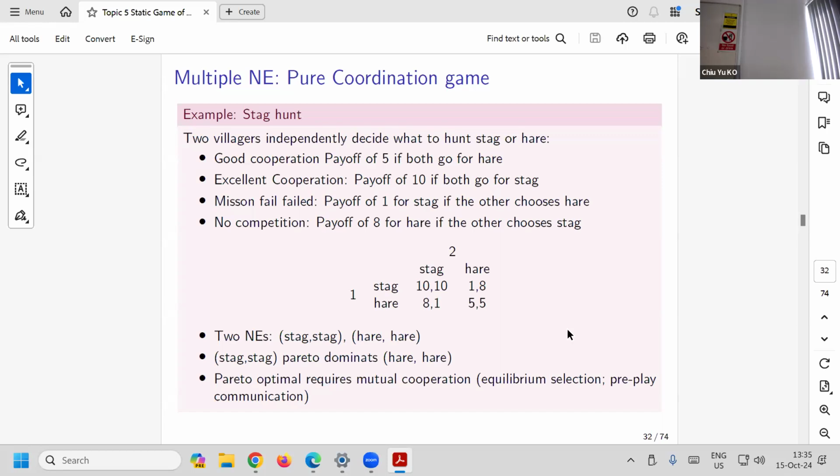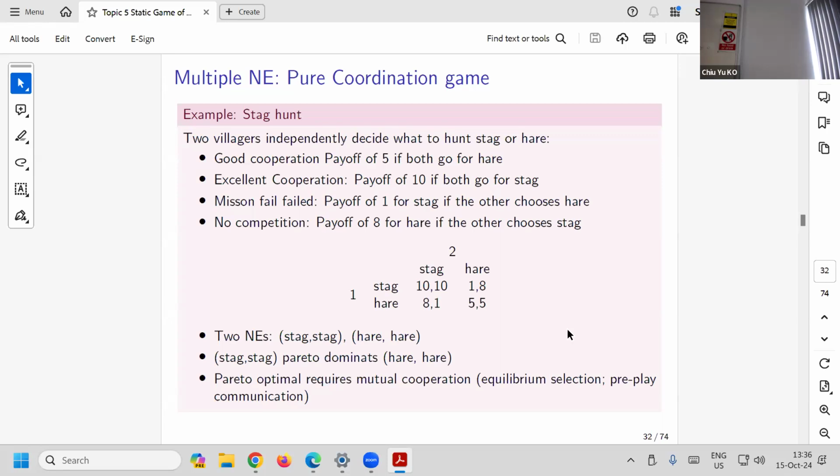They are in the early society. They have to decide to do hunting, right? They have to go for a big animal or a small animal, stag or hare. If they go for the small animal, the hare, each of them gets a payoff of 5, which is represented by the last cell in the matrix. Or they both go for the big animal, which gets 10, which is good, right? Because they get the big animal, they got the gold there.